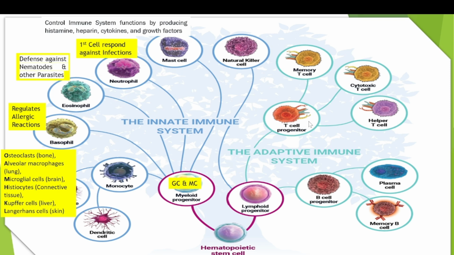They give different types of T lymphocytes. Why they are called T cells: after generation of the lymphoid progenitor, some of the cells transfer to the thymus and they grow and develop there. Because these lymphoid cells developed in the thymus, the name given is T cell progenitors. These T cell progenitors again divide into memory cells, cytotoxic T cells, and helper T cells. So these are the three different types of T cells: memory T cells, cytotoxic T cells, and helper T cells.